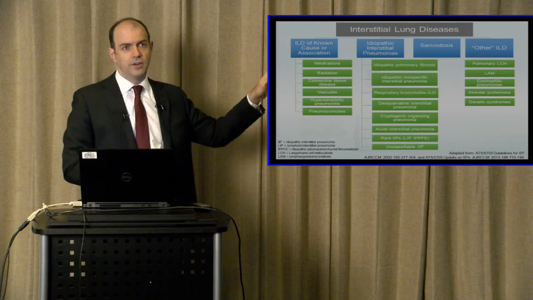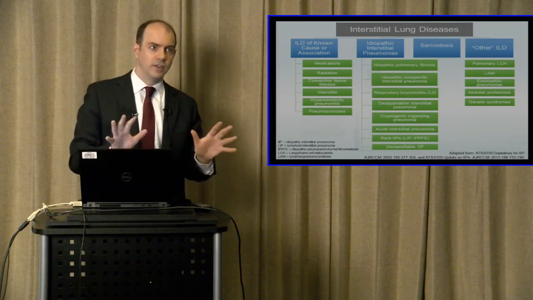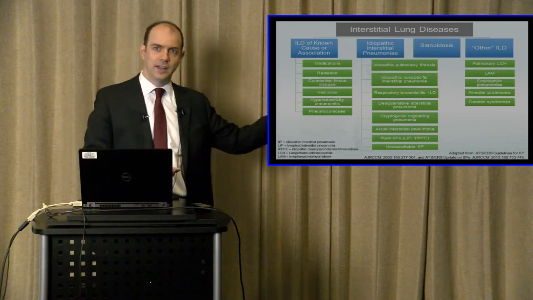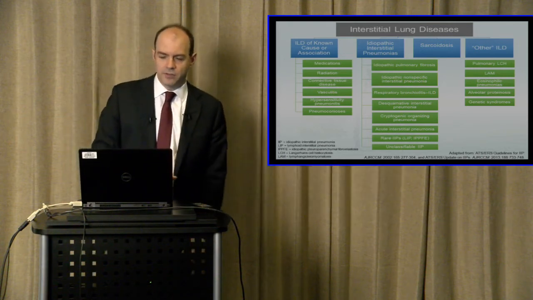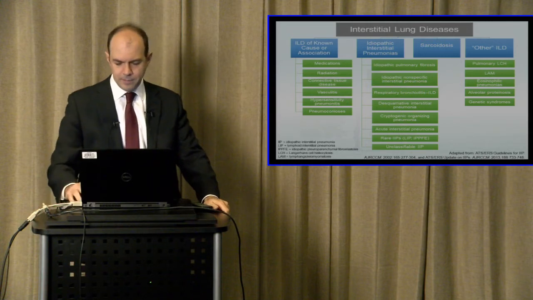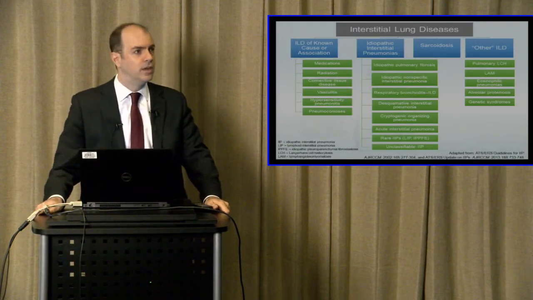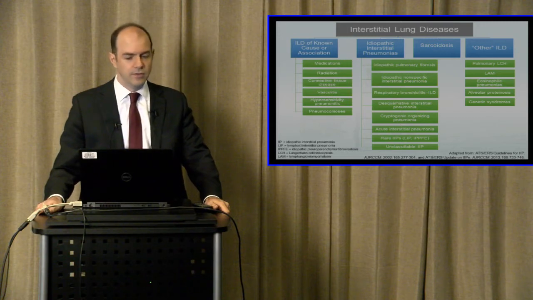Then sarcoidosis, which has granulomas and is kind of its own entity. And then I'm not going to talk about the probably 89 other very, very rare interstitial lung diseases. I'm not going to talk about that. What I do want to talk about is really that column on the left, which are diseases of known cause.